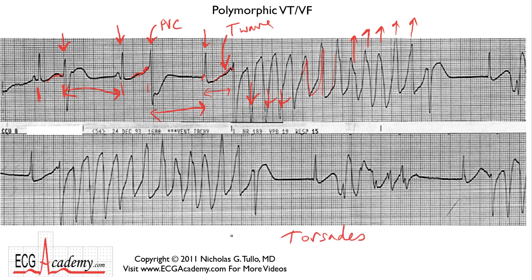It's the same thing down here. Actually, this is the same strip, just a little bit later, because now you can see another pause after the VT breaks, and then you see another short run of clearly polymorphic VTAC in this sort of bigeminal pattern. Make sure you look for all the ingredients of torsade before you call it that, because if it's not torsade, then it's just plain old polymorphic ventricular tachycardia.